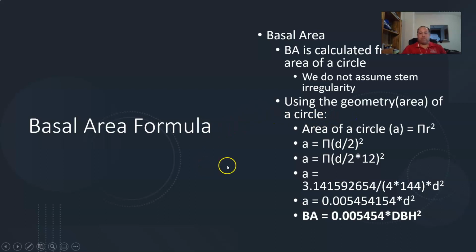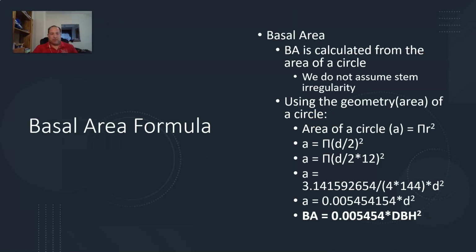And so let's go over the basal area formula. The idea of basal area simply comes from the idea of the area of a circle. Now, the one thing that we can't really account for, other than in the tools that we use, is stem irregularity. So we're just going to assume a perfect circle. We understand trees are not a perfect circle, but that's the best assumption that we've got.